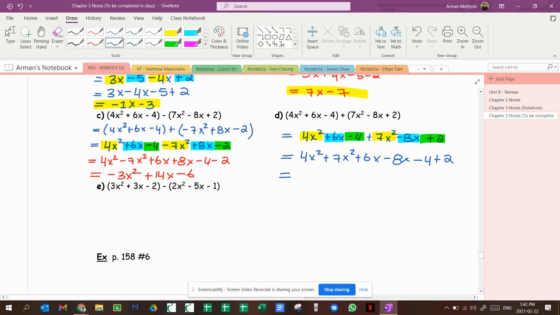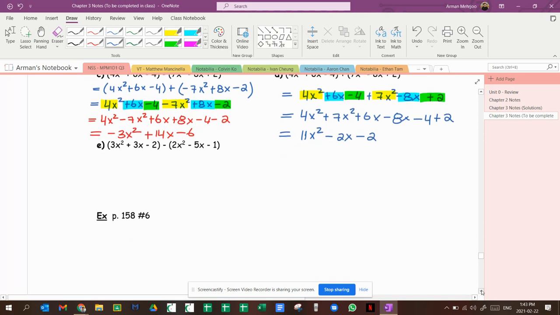Let's simplify now. So 4x squared plus 7x squared is going to be 11x squared. 6x minus 8x is going to be minus 2x. And negative 4 plus 2 is minus 2. And there we go. We got one last problem here.